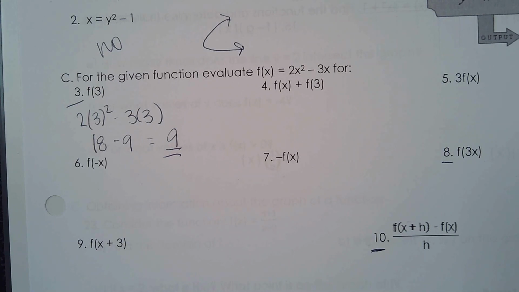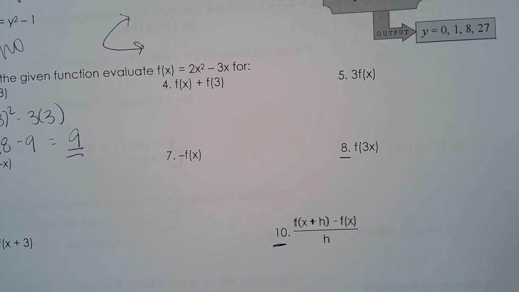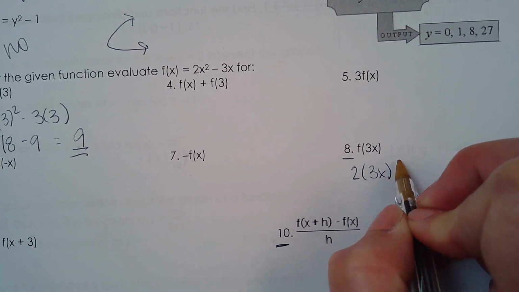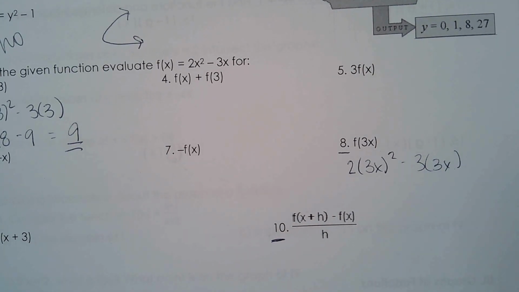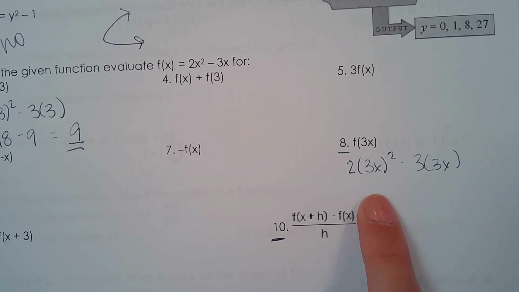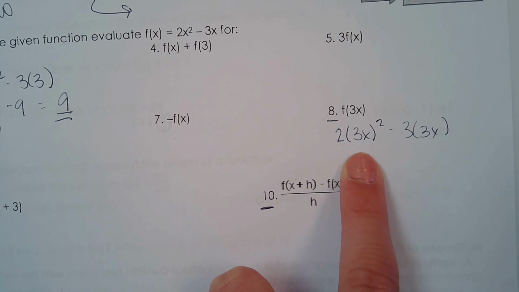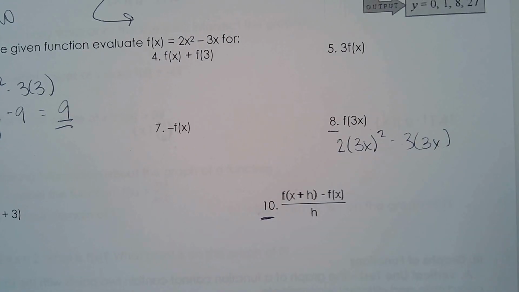We're doing number 8 as well. So this time, what are we plugging in place of x? 3x. So we're going to have 2, but instead of a 3, we're going to put 3x squared minus 3 times 3x. So we have all of 3x squared. So what is that going to be? 9x squared, right? Because the 3 is squared and the 9 is squared.